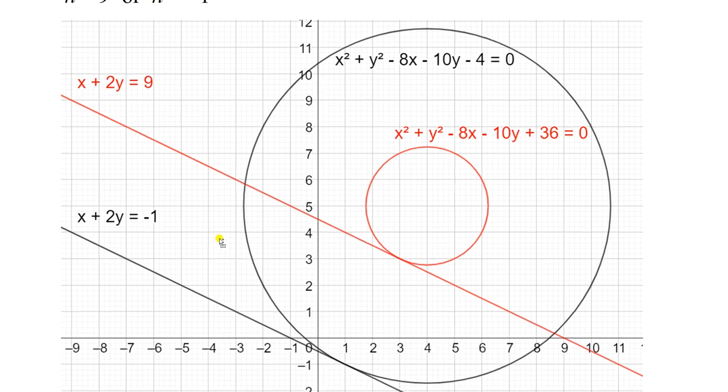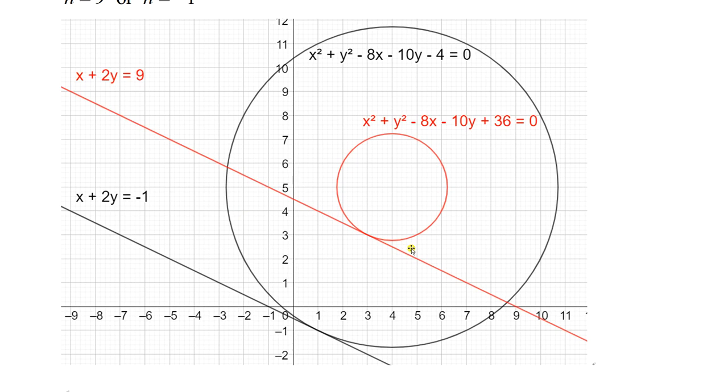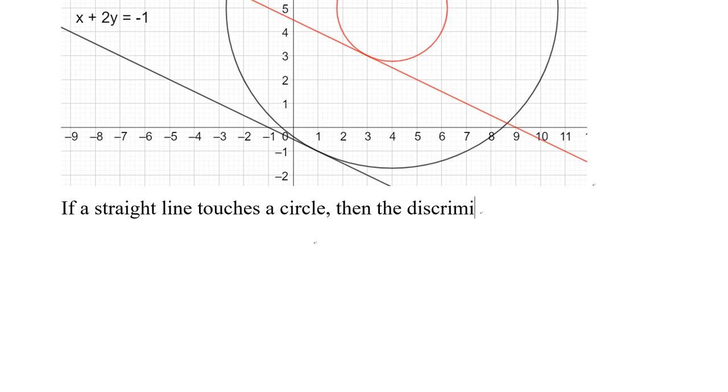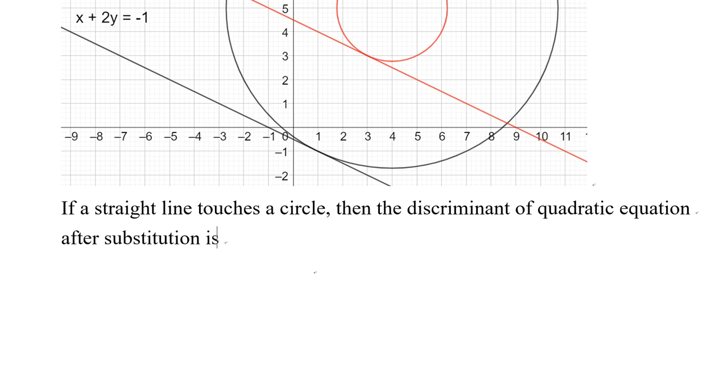That's the usual method to do this. In this question, you learn that if a straight line touches a circle, then the discriminant of the quadratic equation after substitution is equal to 0.